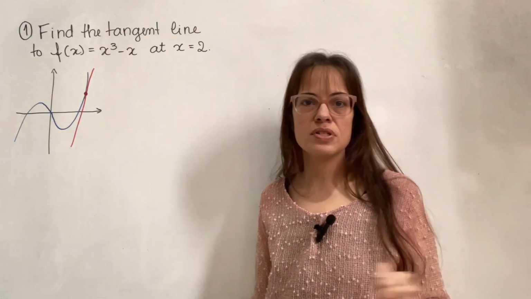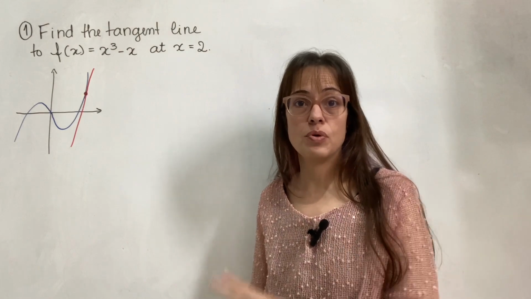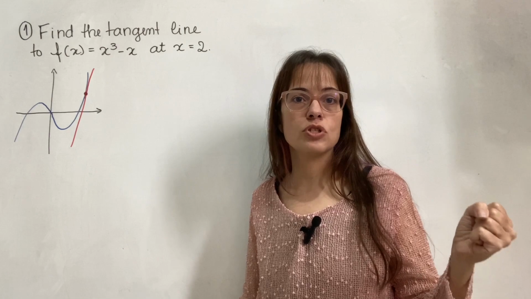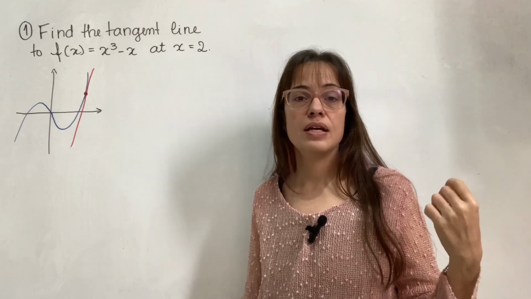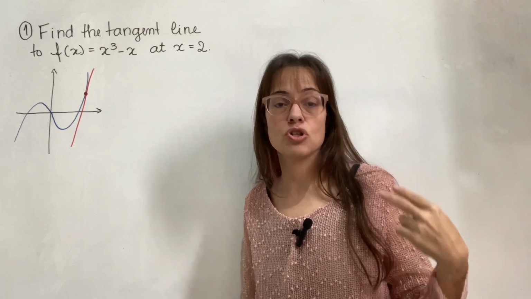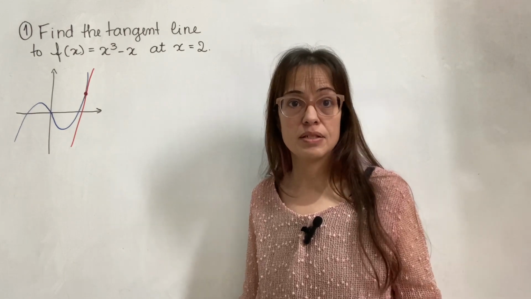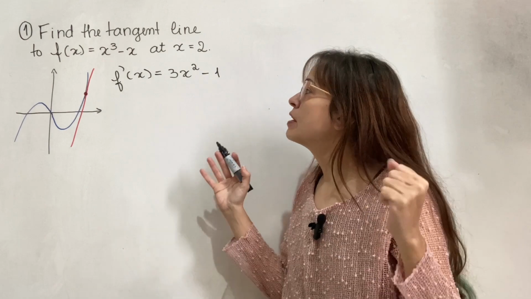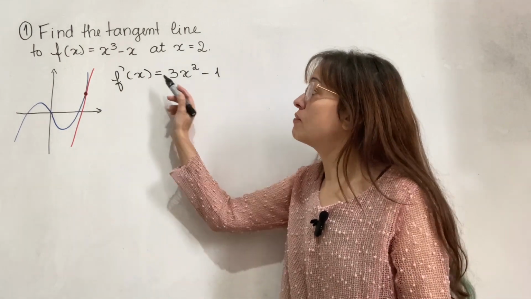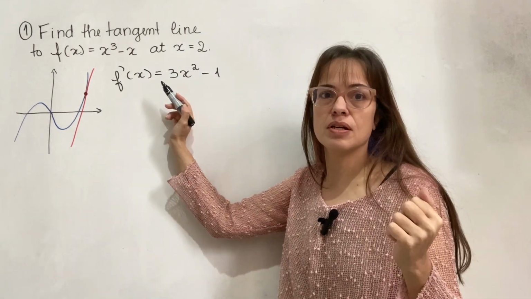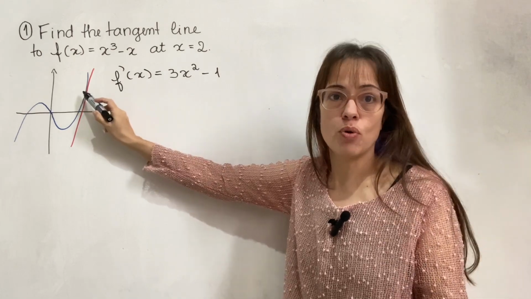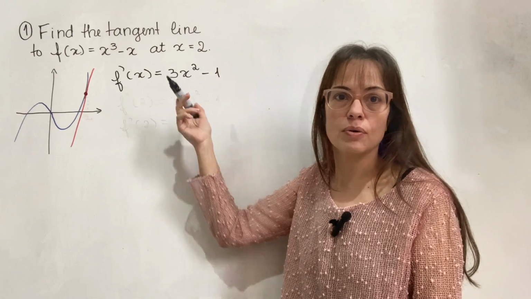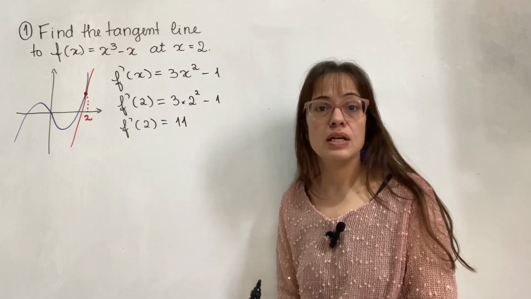So the first thing that we're going to need for the equation of that tangent line is its slope, and the slope of the tangent line is the derivative of the function at that point. So let's take the derivative of that function. Like I said, it's just the power rule, and this is f prime of x, but what we really want is the derivative at that point, x equals 2. So I'm going to ask f prime of 2 now, and that turns out to be 11.